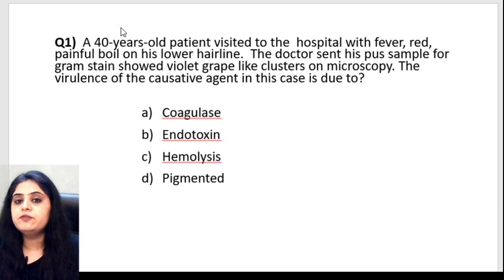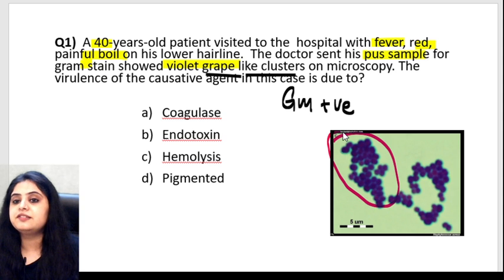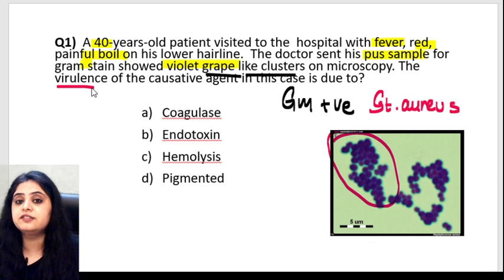So let's read. We've got a 40-year-old patient who presented with fever and a red painful boil on his lower hairline. Obviously there was a boil, so a pus sample was sent, which on gram stain showed violet color. I hope you know violet color means gram positive. Grape-like clusters. Now, what are they talking about? When they talk about grape-like clusters, violet color, I think you know we are talking about Staph aureus, and they want to know what the virulence of the causative organism is due to. So, which of these enzymes is produced by Staph aureus?